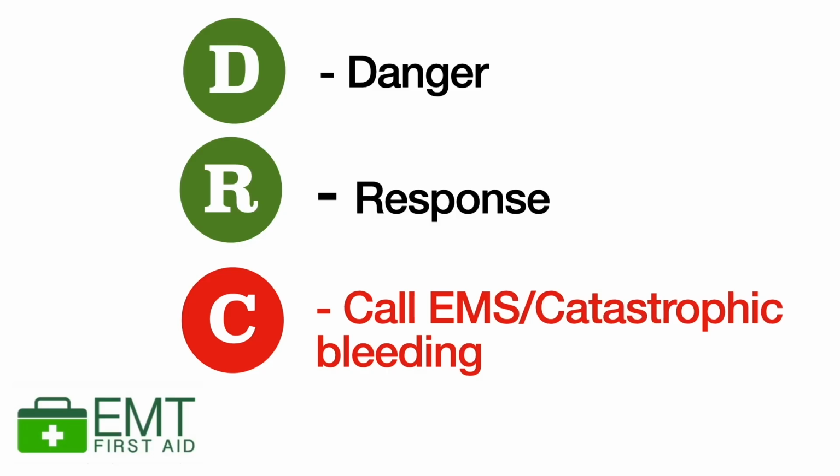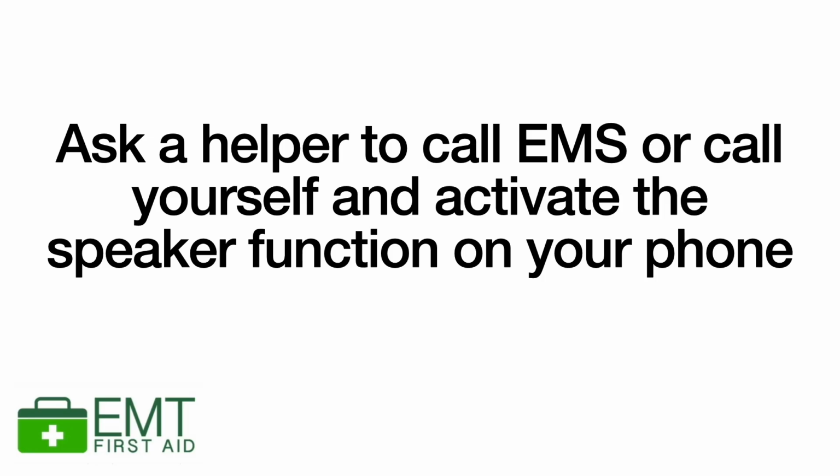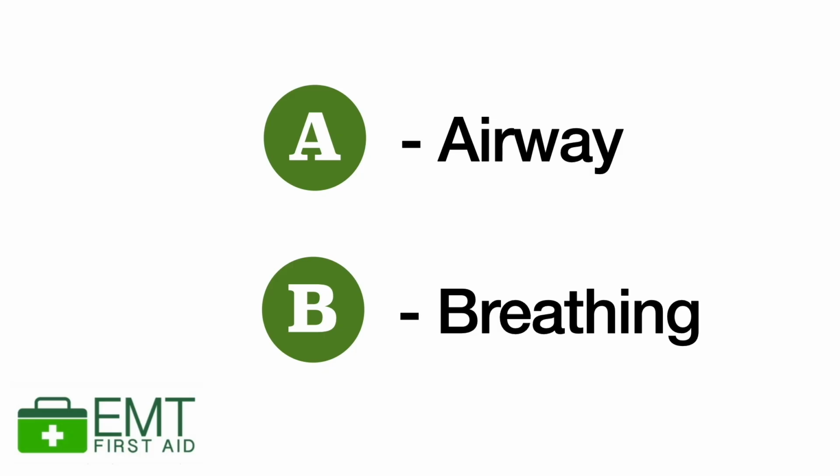The primary survey is when we check the air for danger. We look, listen, and we smell for things that could be dangerous for us. We're then checking for response. If there's no response, we shout for help. And we ask the helper to go and call the emergency medical services for us, or we activate the speaker function on our phone. And in this example, we're assuming there's no catastrophic bleed. We then open the person's airway, and then we look, listen, and feel for breathing for 10 seconds. So that's our primary survey.